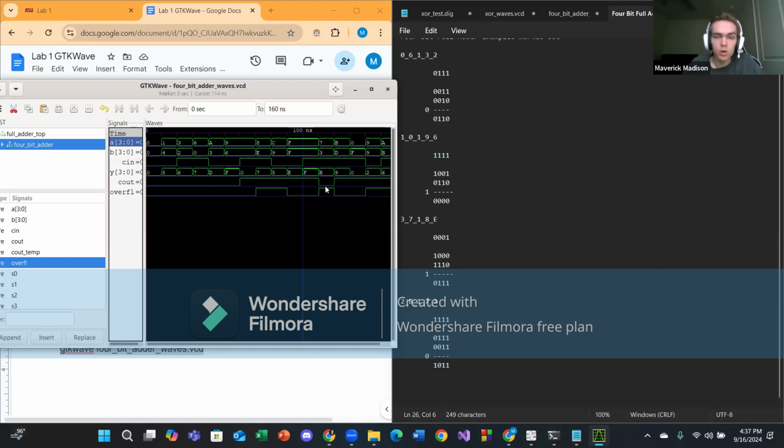Nice. The waveform works accordingly, and this works for all of my other test cases. All of them passed. So yeah, that was lab 1.